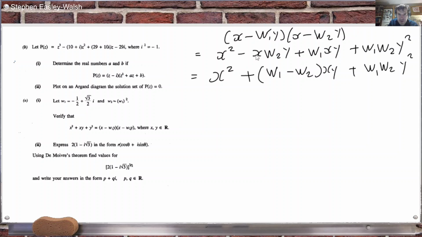x minus w1 y, x minus w2 y. x by x is x squared. That's xy w2. And then that's xy. Oh, that's a minus as well. So I did make a sign mistake there. So they're both minuses then.